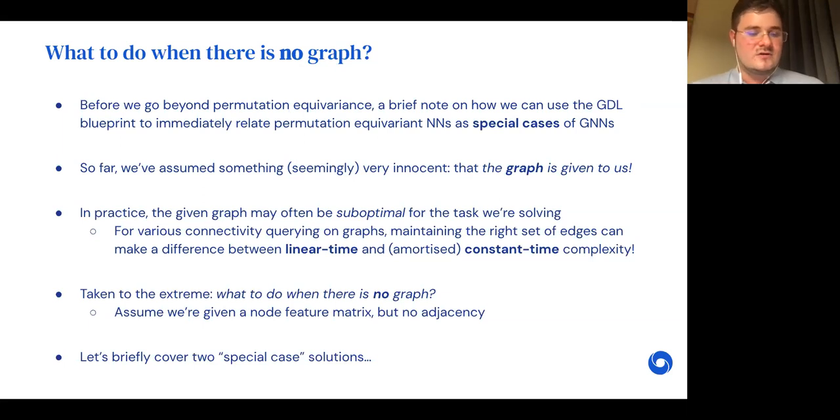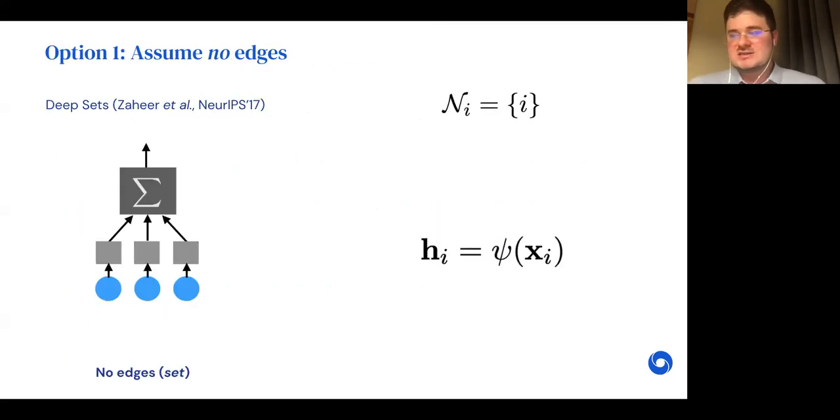To cover what I want to do in this section, I'll briefly assume two very special case solutions. The first one, when nature doesn't give you a graph, is you can just bite the bullet and assume that there are no edges to begin with. So assume there's no connectivity between the individual nodes. This means you're just transforming every node in isolation with some shared layer psi. And this gives exactly the deep sets model, which we already discussed.